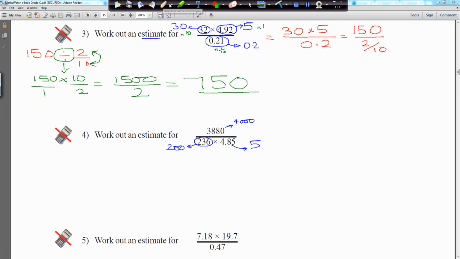So let's quickly write over there what we've done. The largest place value here was 1,000, so we rounded to the nearest 1,000. Here the largest place value was 100, so we round it to the nearest 100. Here the largest place value was the units, so we round it to the nearest 1. Okay, done. Now let's put the calculations back in and see what we get. Okay, here we go.